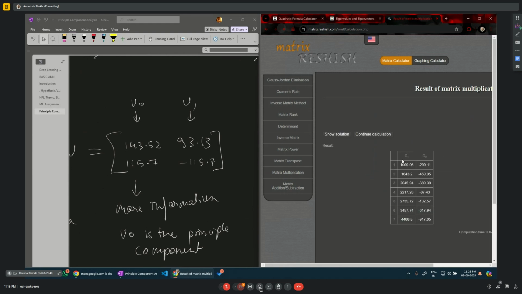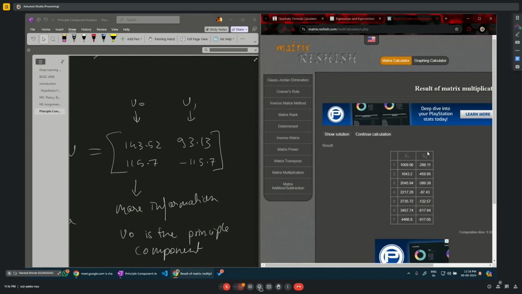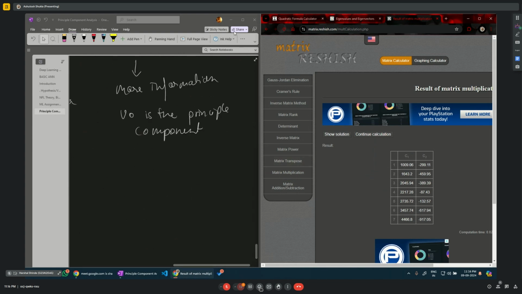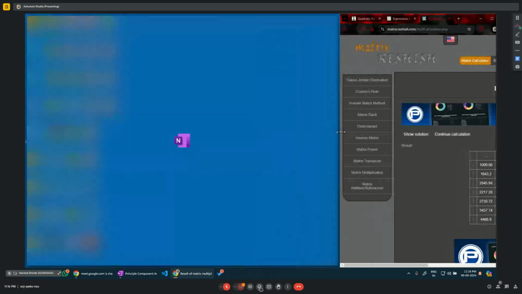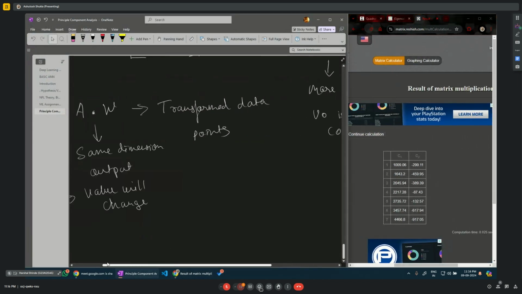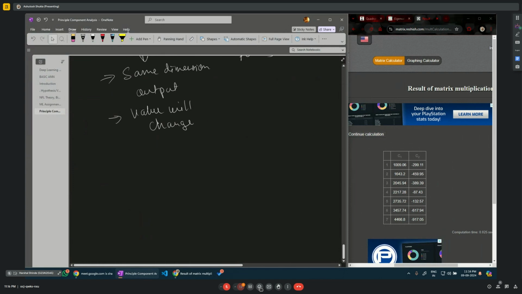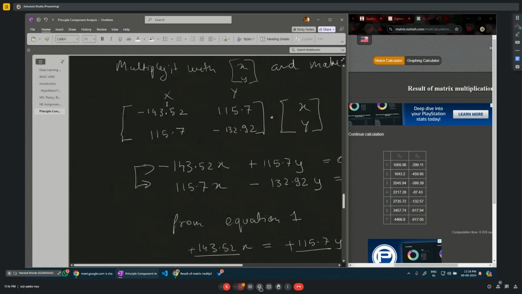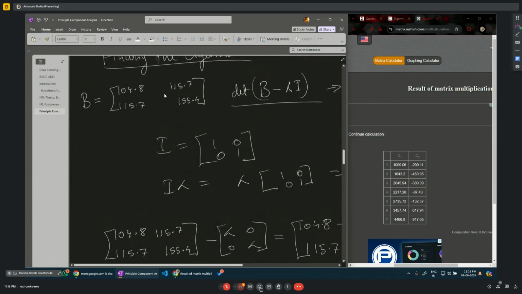So this is the final matrix that we have. Let's write it down. Should we even write it down? I don't know if it is required. So having A dot W, let's copy A first, so nobody gets confused from these notes.